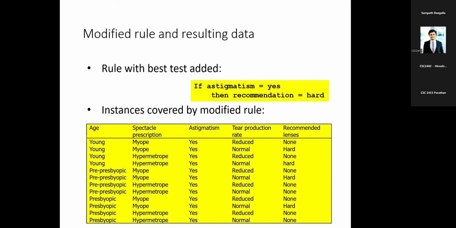We started with 24 in our original data set. Now it's 12 because we have selected astigmatism yes. Now this is a modified data set. Now we have to search another attribute value, right? Now we are left with 3 other attributes. So we can check for age, spectacle prescription, and tear rate. So we have to extend the same procedure.